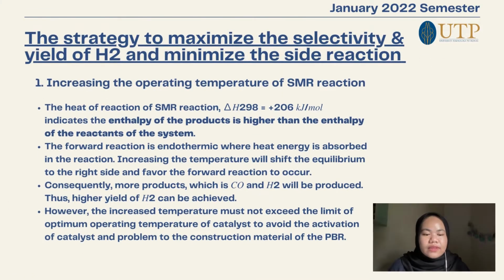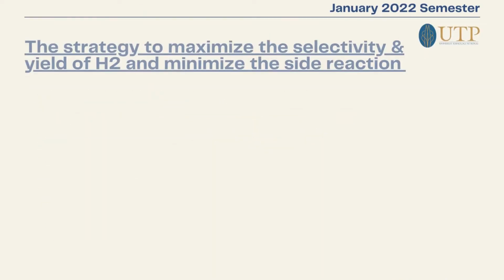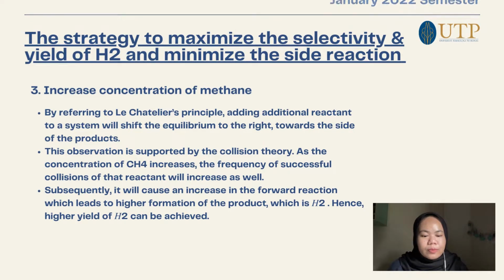In maximizing the selectivity and yield of hydrogen gas and minimizing side reactions, strategies can be made based on Le Chatelier's principle, where by changing conditions such as pressure, temperature, or concentration of products or reactants, the position of the equilibrium shifts in the opposite direction to counteract the change. Therefore, for the SMR reaction, the operating temperature can be increased as it is an endothermic reaction, the operating pressure can be reduced, and the concentration of CH4 can be increased. By doing so, the equilibrium will be shifted to the right side and favor the forward reaction. Consequently, more hydrogen will be produced.